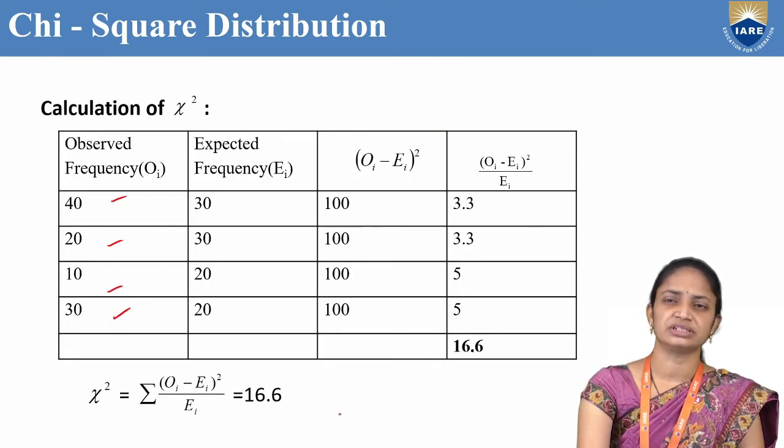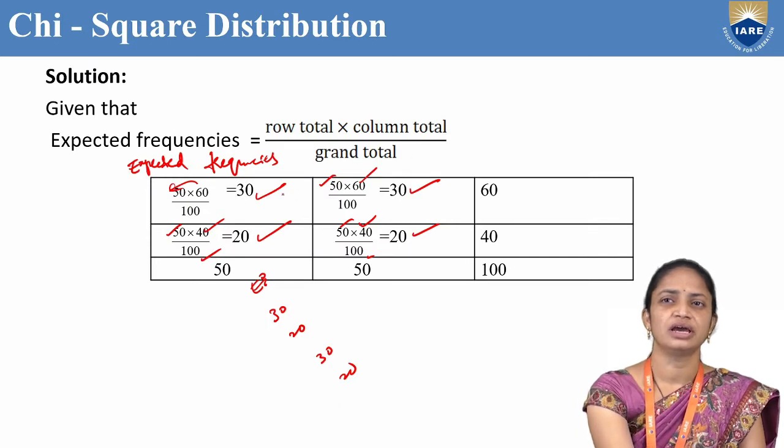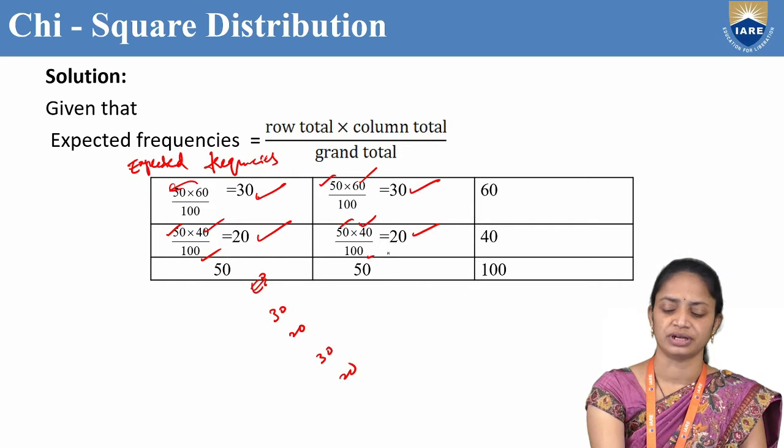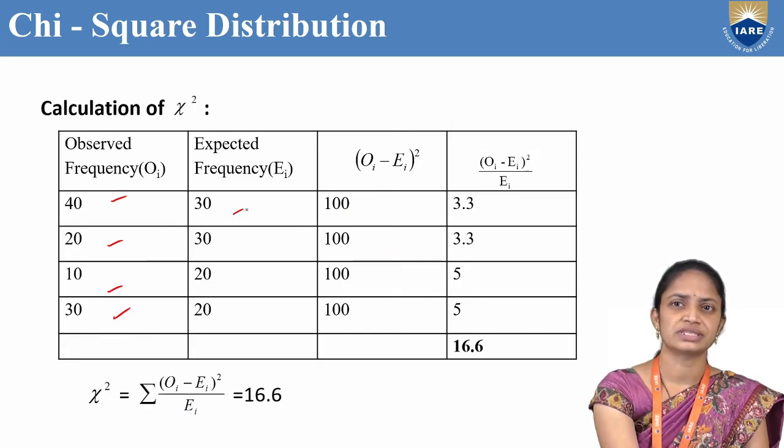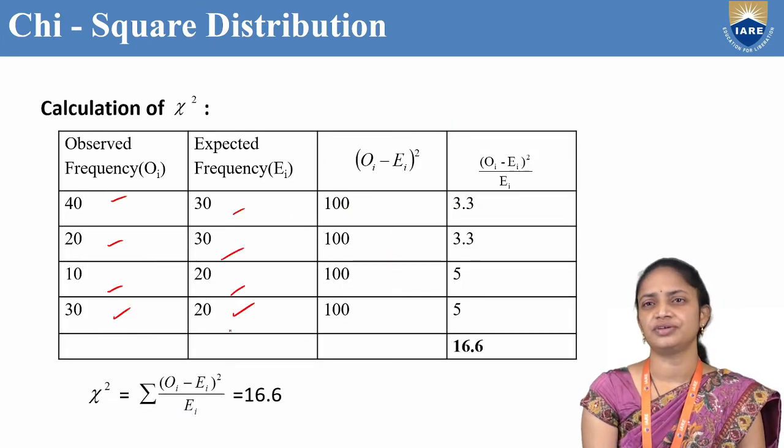And the expected frequencies we have already solved here. Here also we need to take row wise. So that is 30, 30, 20, 20. Row wise I am taking 30, 30, 20, 20.